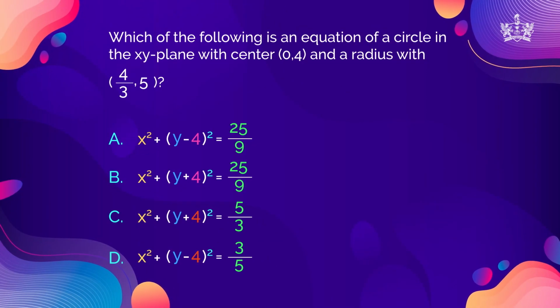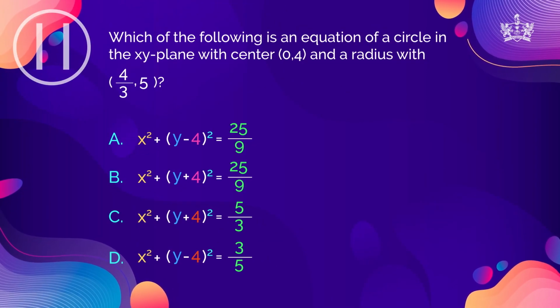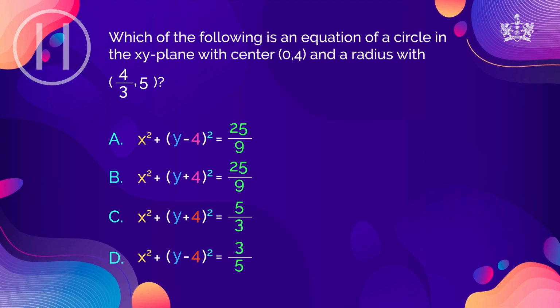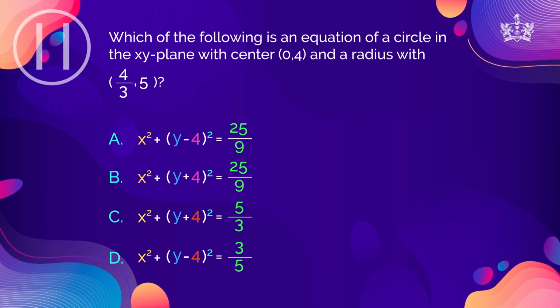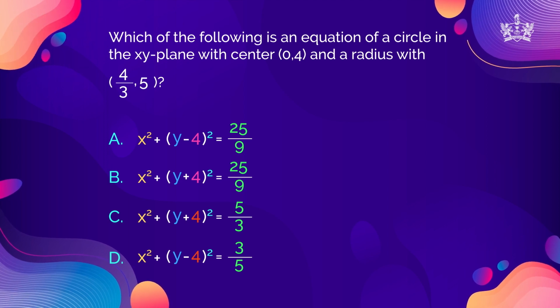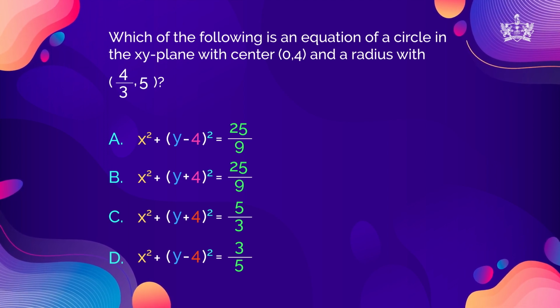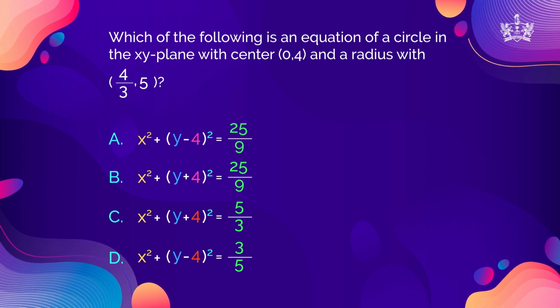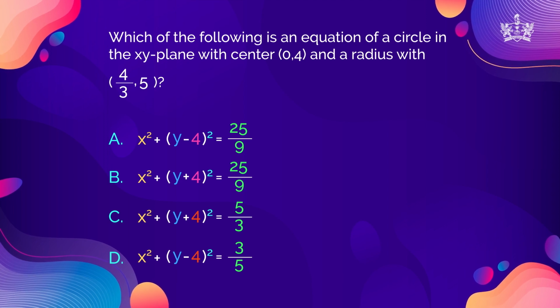Now you try this one on your own. Which of the following is an equation of a circle in the xy plane with center (0, 4) and a radius with endpoint (4/3, 5)? Okay, if you chose A, then great job. If not, no worries. Let's go over it together.